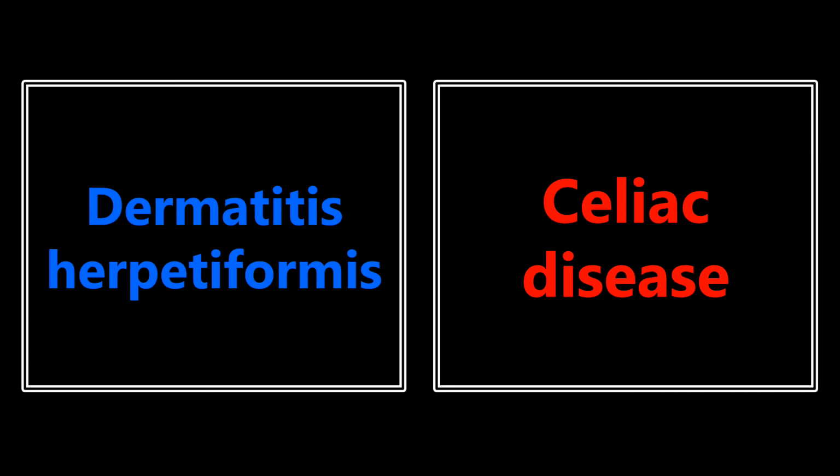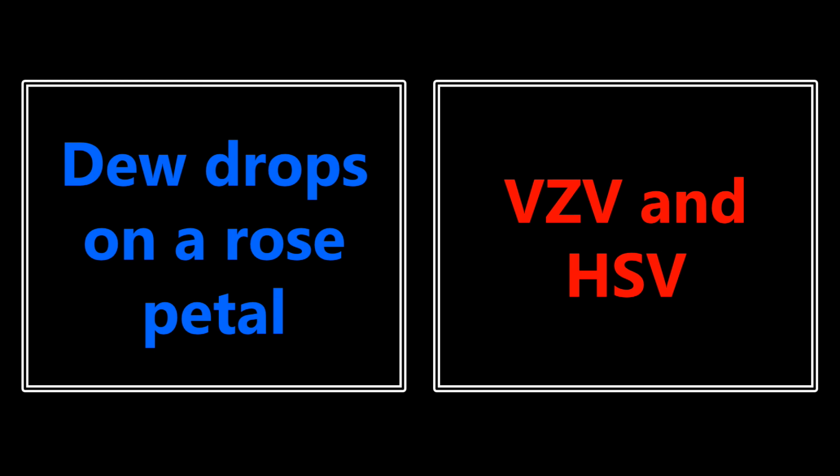Dermatitis herpetiformis, if you see a patient with this, that patient most likely has celiac disease as well. So you want to make that association. Dew drops on a rose petal. This, I've never really seen it in many questions said just like that, but if it is, they're talking about VZV, varicella zoster virus, or HSV, herpes simplex virus.